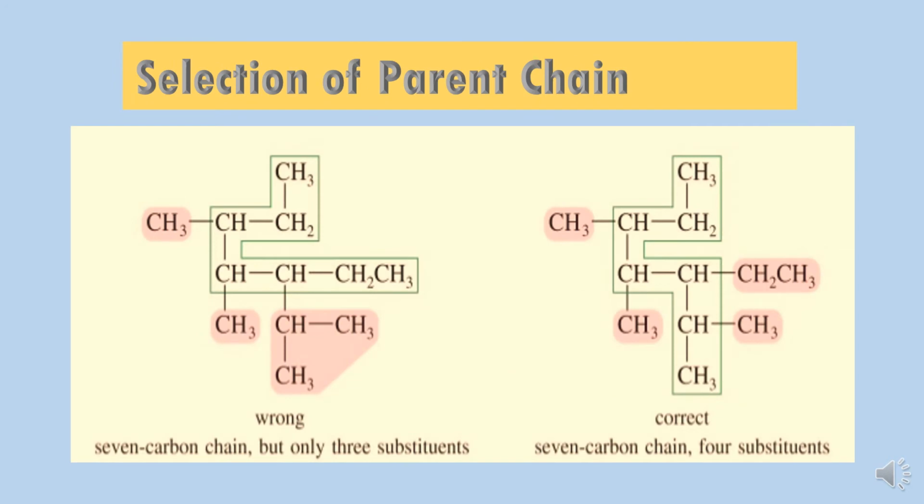And suppose in an organic compound more than one chain having the largest number of carbon atoms is possible, then we need to select the chain which contains more substituents. As you can see here in this example, the compound is the same. In the first case, the chain selected has only 3 substituents, whereas in the second case the chain selected has 4 substituents, and in both chains the number of carbon atoms is 7. So in this case, we will select the second one in which more substituents are present.